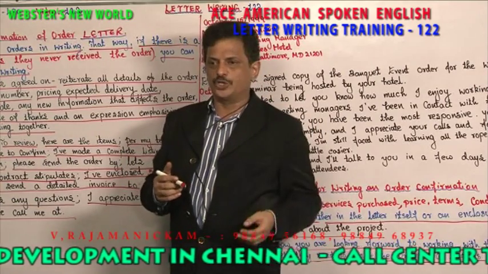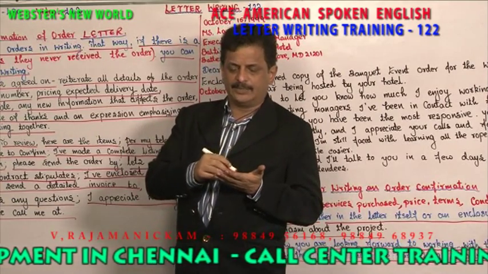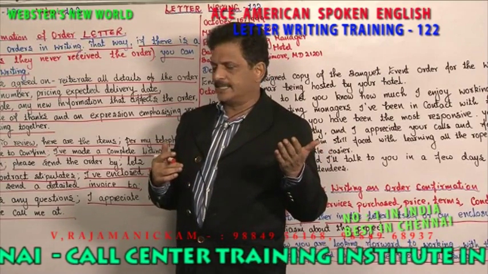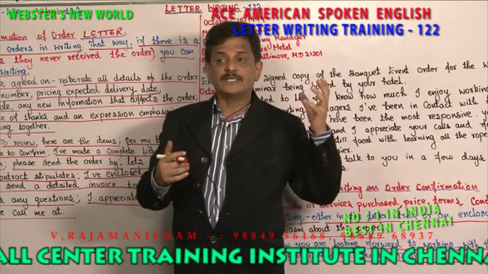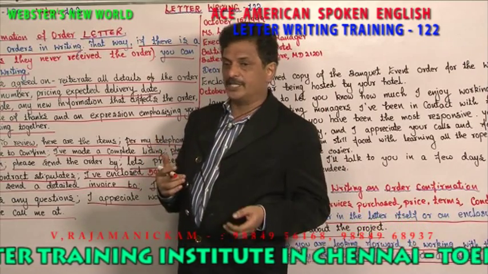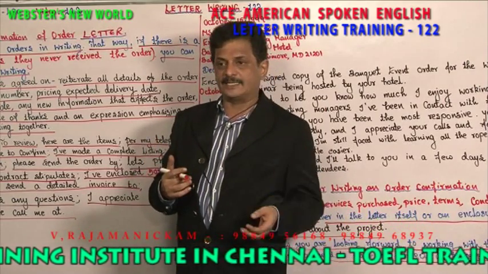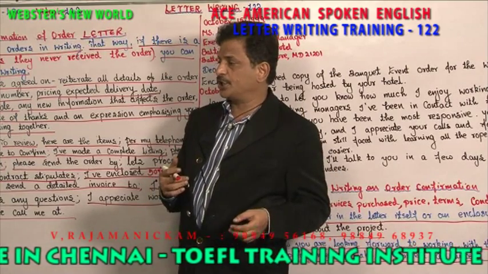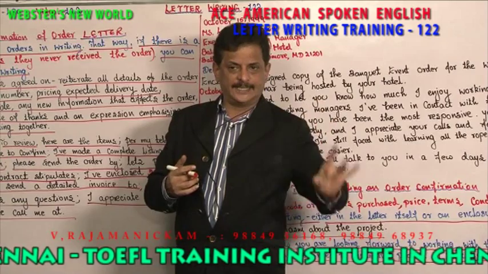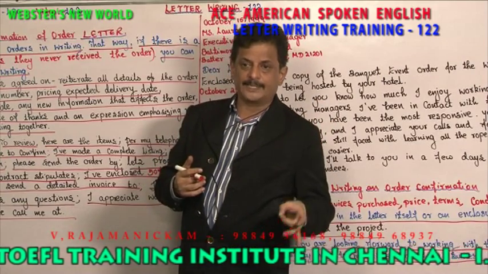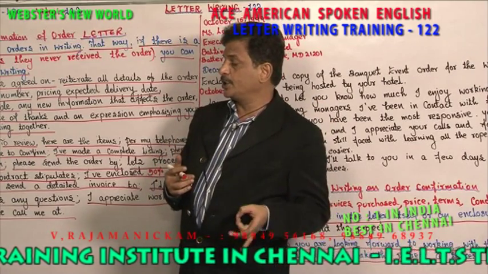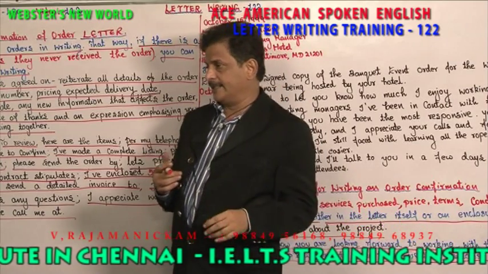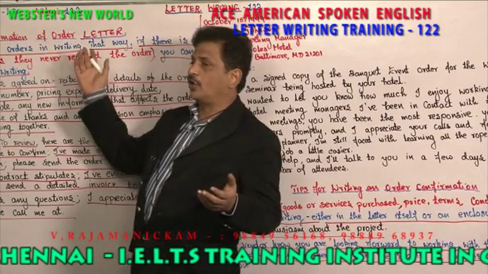As a consumer, you get a written agreement from the supplier stating the things you are going to buy, the conditions, the price of the goods, when they are supplying, and if there is a late supply, what they are going to give as compensation. So all the details about buying the product and all the conditions should be made in a written agreement. That is called a confirmation of order letter.